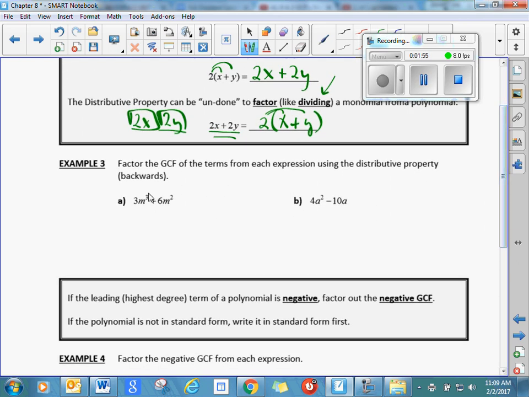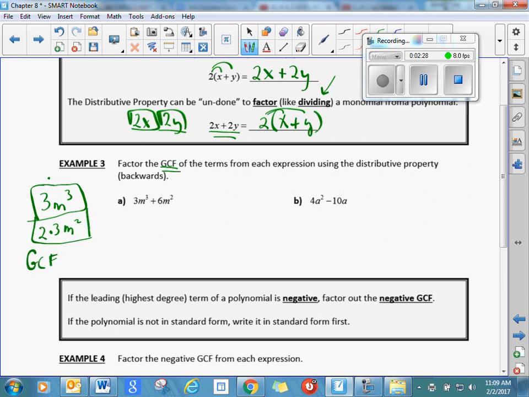So let's just do a couple of these, remembering that you are factoring out the GCF. You don't have to write the GCF process each time, but I'm going to remind you of it in a couple of these examples. 3m cubed, the GCF is 3m cubed. You cannot reduce 3 any lower. 3 is a prime number. 6m squared, that's 2 times 3 times m to the second power is the prime factorization.